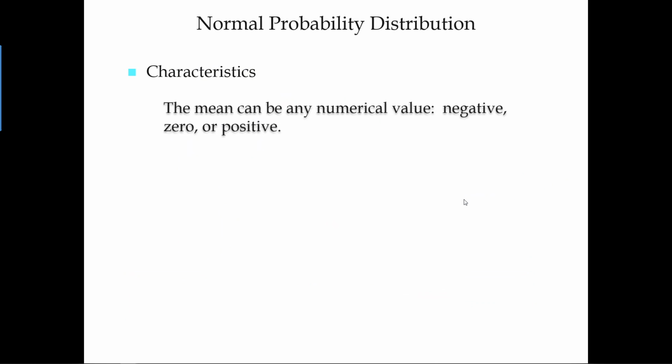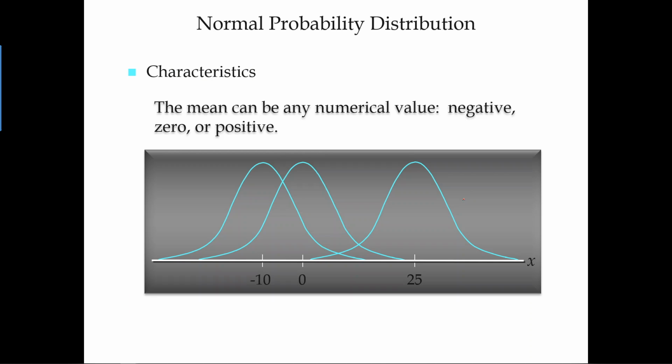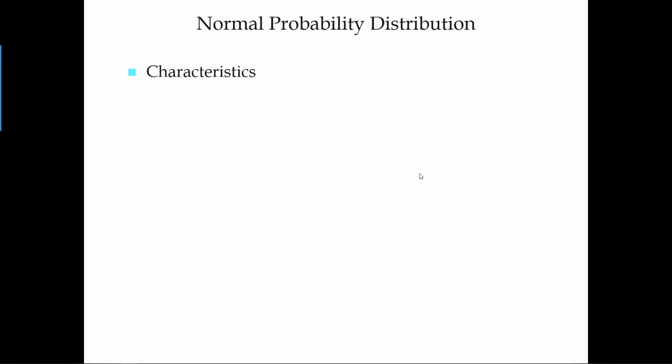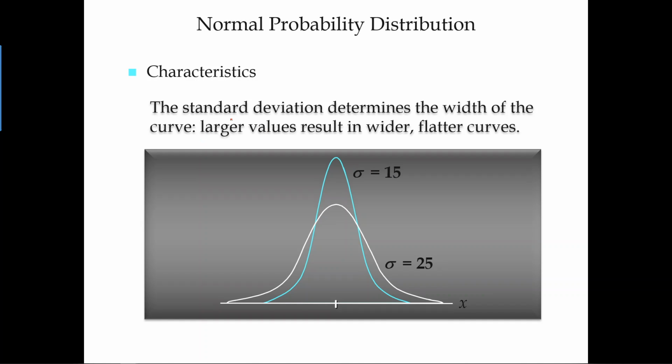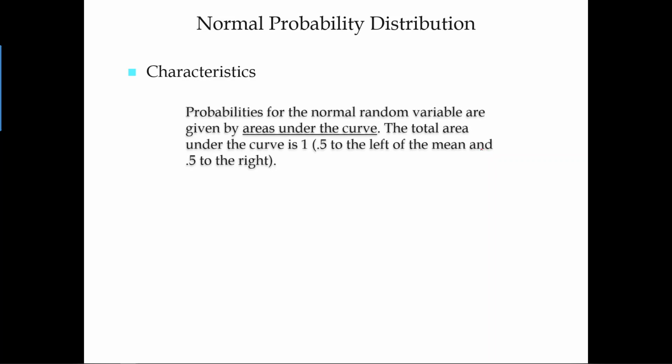So to summarize what we just said, the mean mu can be any numeric value, negative, 0, positive, but it affects the location of my curve. And sigma is the standard deviation, which determines the width or the flatness of the curve. So the larger value will result in a wider and flatter curve. So now you know how to use the values sigma and mu to distinguish your normal distributions.